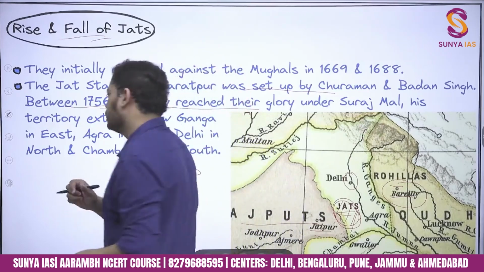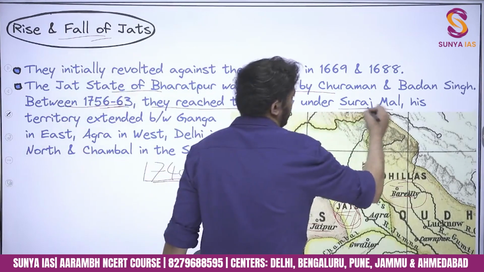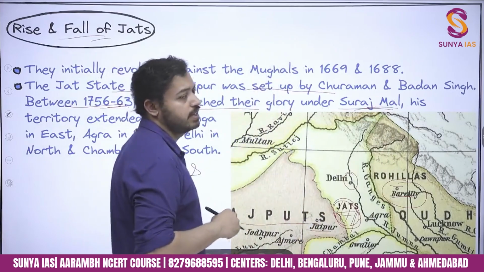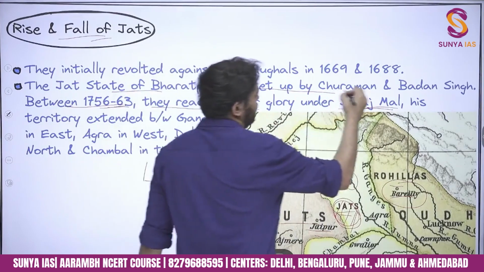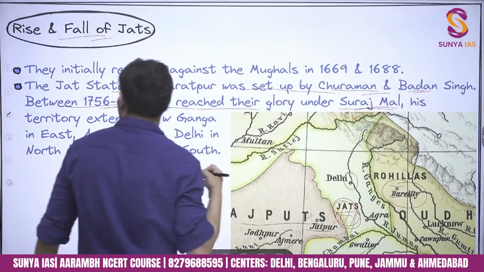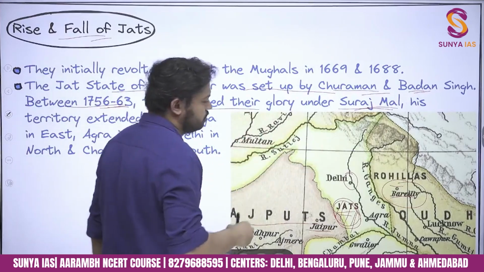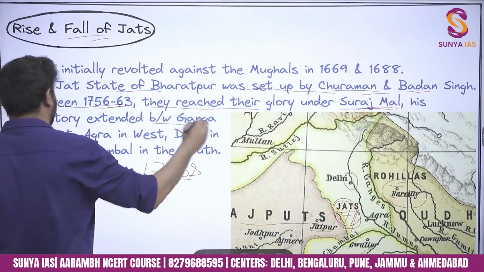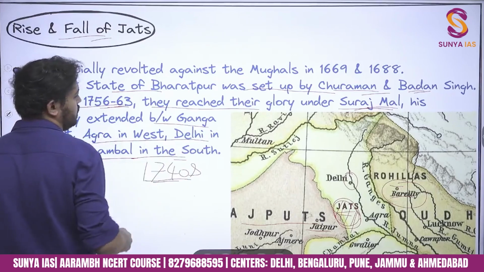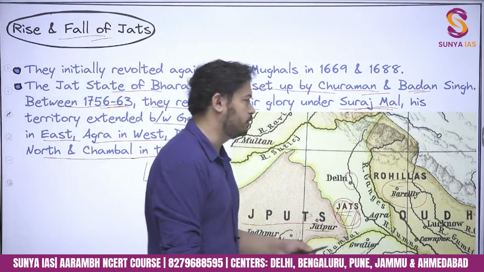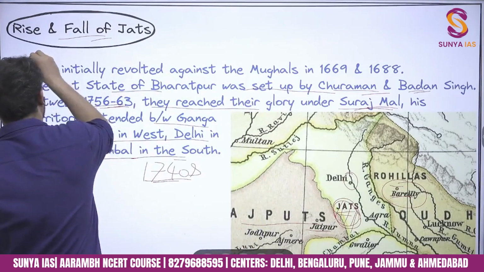Okay, so the most important ruler for them in a way was Surajmal because he got the wealth in the aftermath of the 1739 Nadir Shah invasion, but the founders were Churaman and Badan Singh. Okay, at the maximum, their whole territory was between the Ganga in the east, Agra in the west, Delhi in the north, and the Chambal in the south. Such a big territory the Jats controlled for some time. Okay, so that is what you can know.